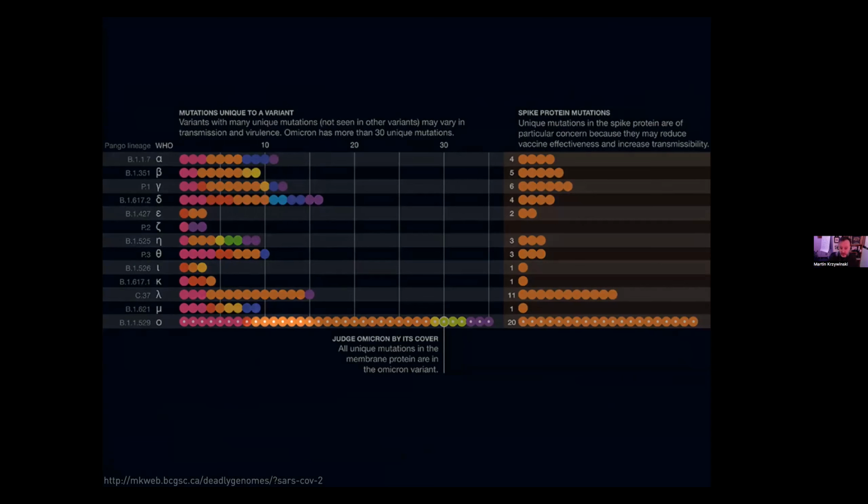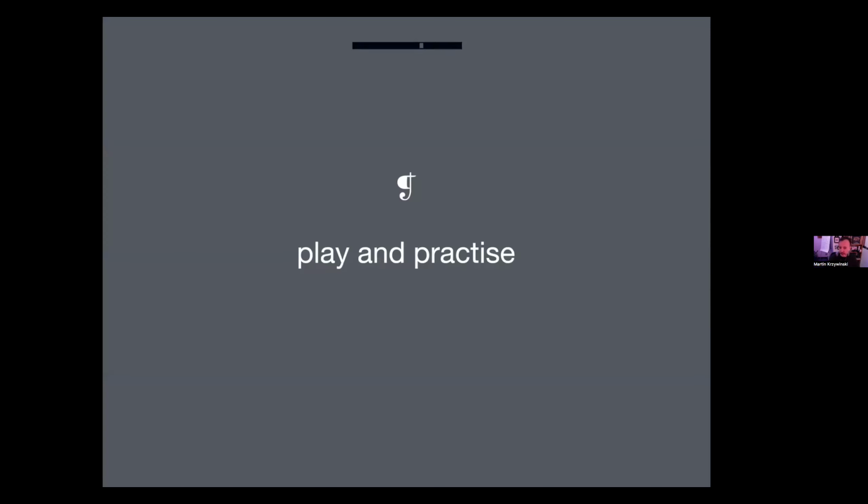And so, for example, the story of the Omicron spike protein mutations, this is where things really happen. And look how many mutations there are in Omicron, and this is why this variant caused quite a lot of concern when it was first sequenced.